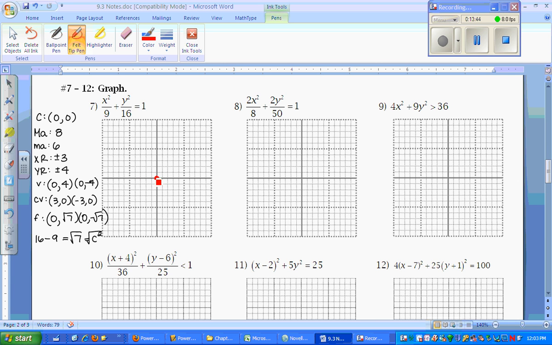When I plot this, my center is at 0, 0. My x radius was right 3, left 3. My y radius was up 4 and down 4, and you can check that all of these coordinates match what you have over on this side of your paper. And I draw in my ellipse.